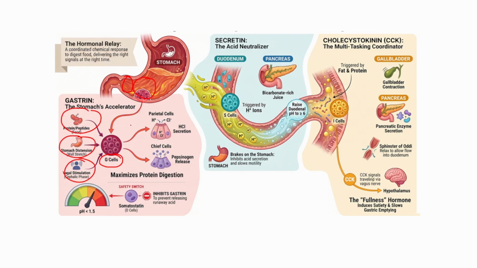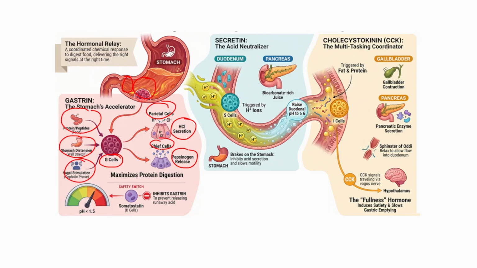Gastrin is released into the bloodstream and acts primarily on parietal cells to stimulate hydrochloric acid secretion. It also acts on chief cells to stimulate pepsinogen release and on the smooth muscle of the stomach to increase gastric motility. The net effect is to maximize the stomach's digestive capacity for protein.